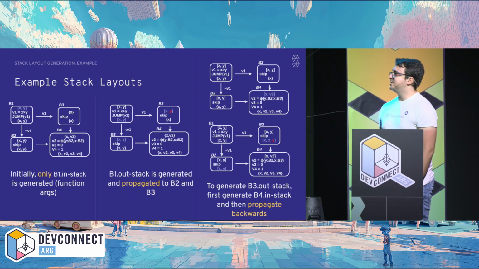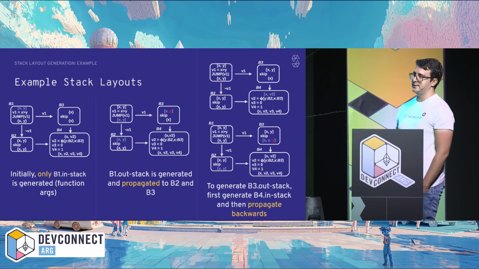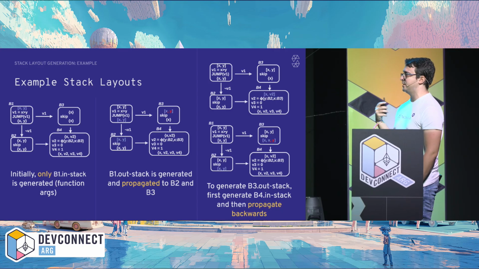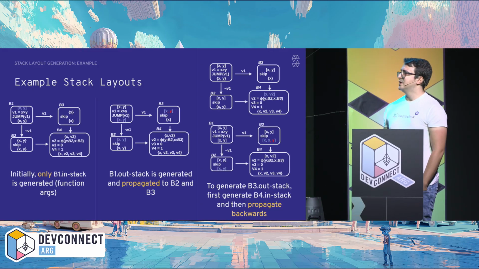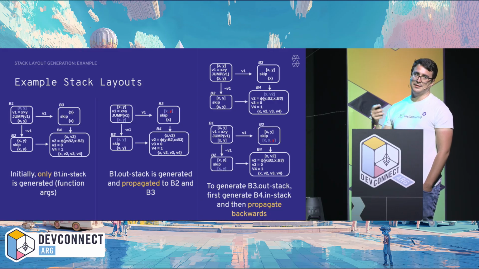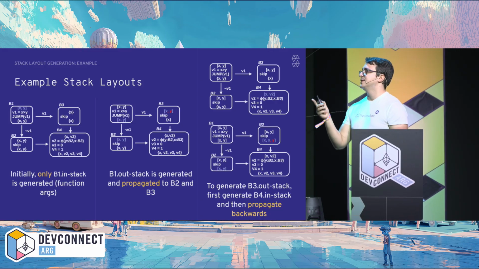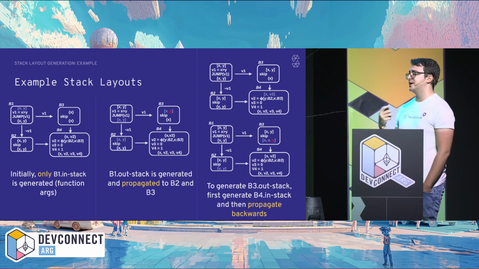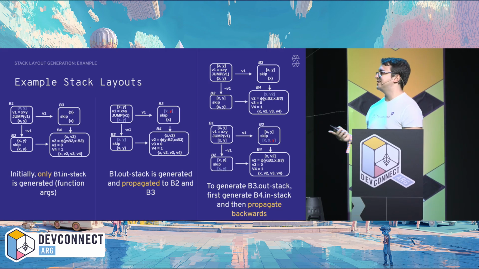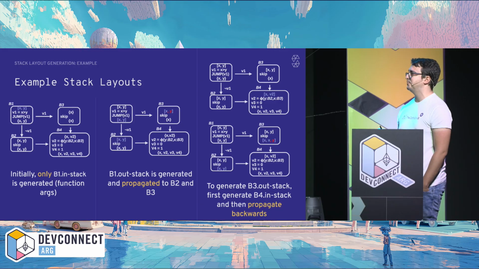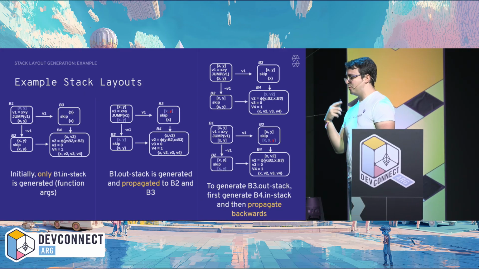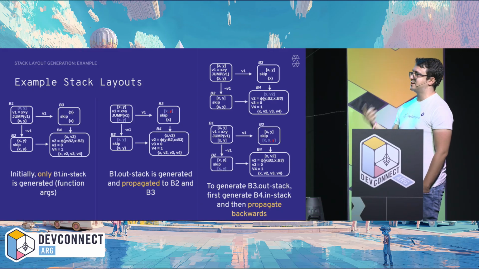OK, so just to give you an intuition of why we do it top-down, and again, how the SSA is helping us to design these stack layouts. Initially, we know that either the stack is empty if it's at the beginning of the program, or if it is a function, then I know in which order the function arguments are passed. So I know initially which is the in stack of the first block, in this case, B1. So what I do in our stack layout generation algorithm is that at each point, I propagate the information so that I can compute the in stack of the successor blocks.